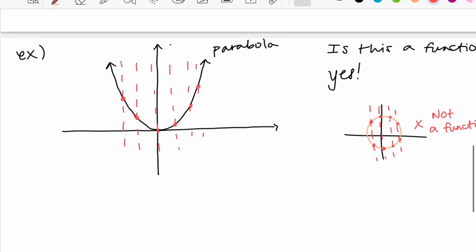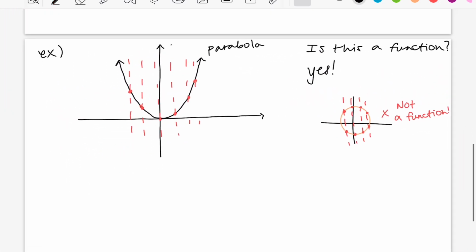All right, and then just as a side note here, the domain for this graph is all of our possible x values. So this is going to go on forever and ever in this direction and forever and ever in this direction. So our domain is just going to be negative infinity to infinity.